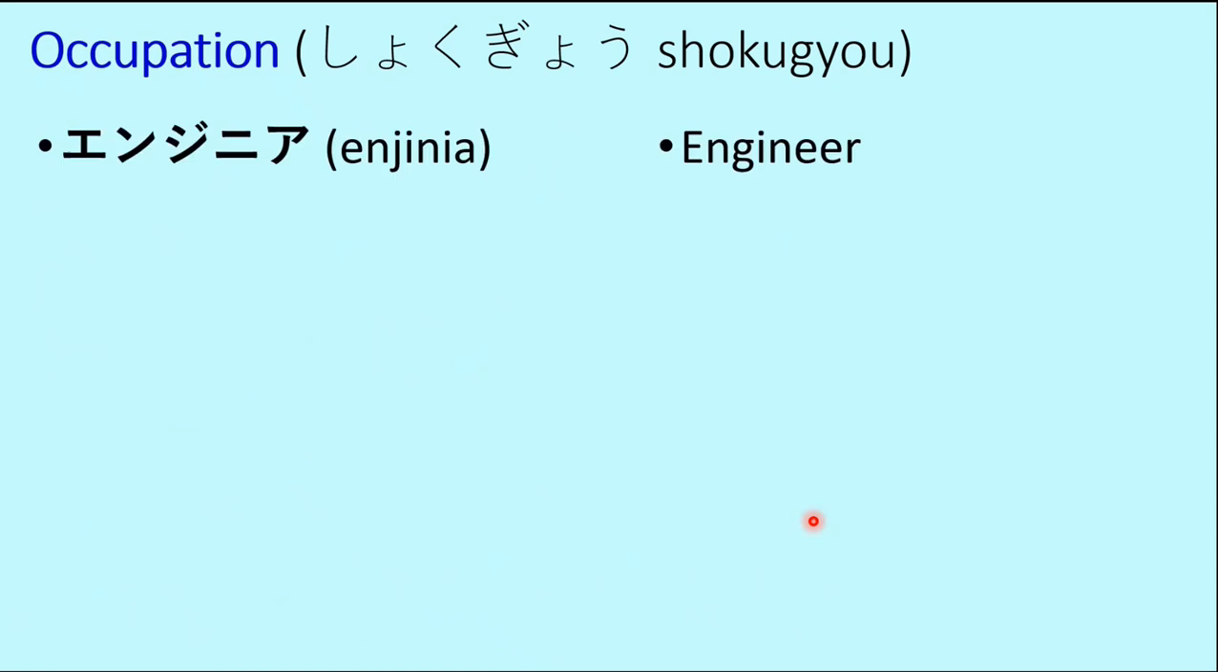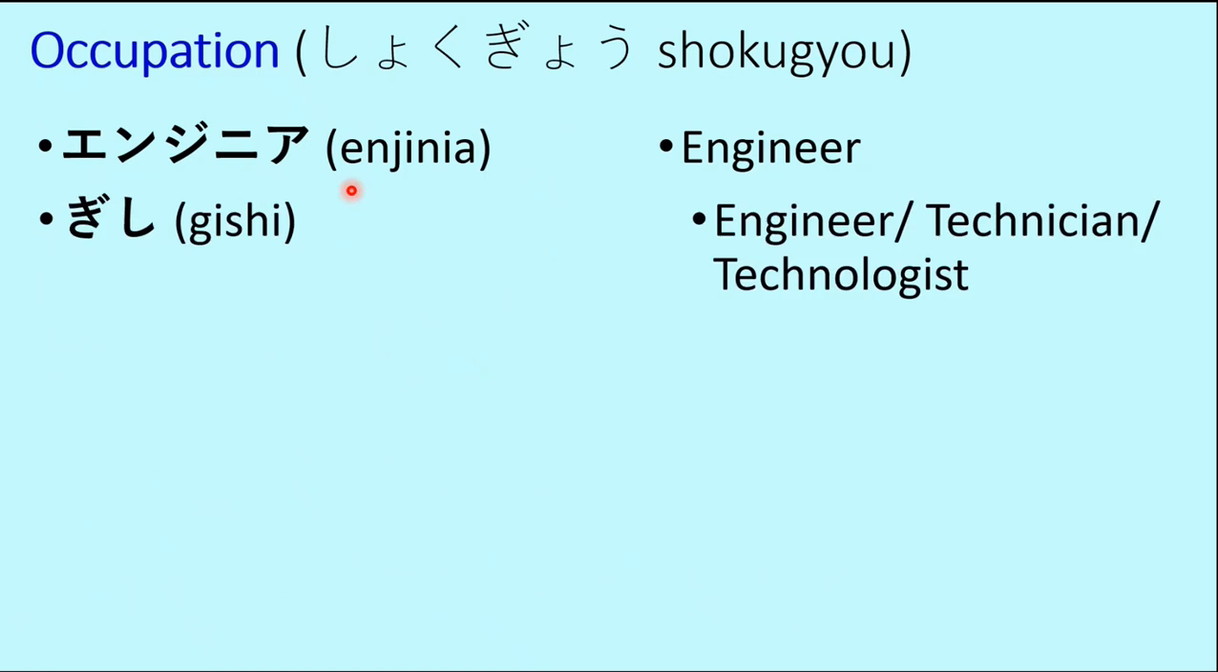Engineer. Here you can see this is written in katakana. So the English word engineer has been adopted in Japanese as engineer. However, there is a Japanese term called gishi, which also means engineer, and it is a much broader term, which includes engineer, technician, or any technologist. So if you want to refer to a specific engineer, then engineer may be used, which is in katakana since it is a foreign word. Otherwise, gishi is a generic term for any engineering or technical person.